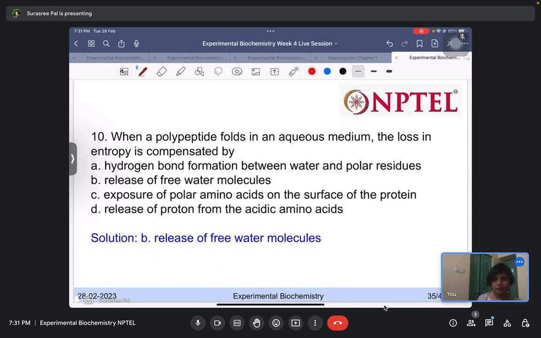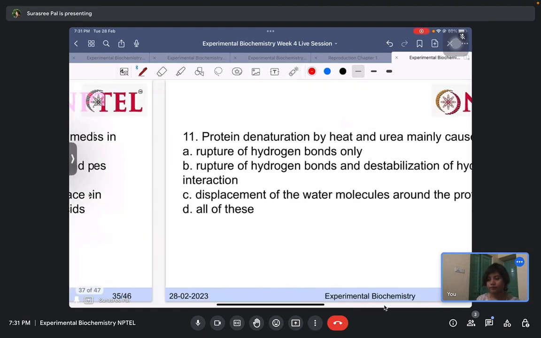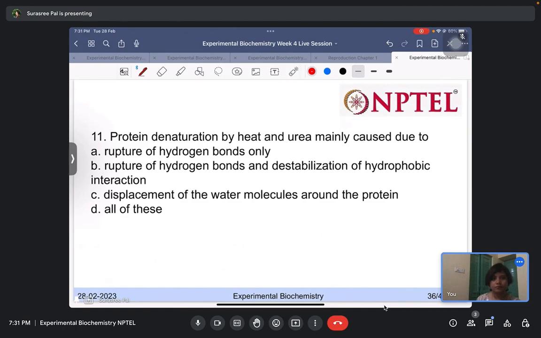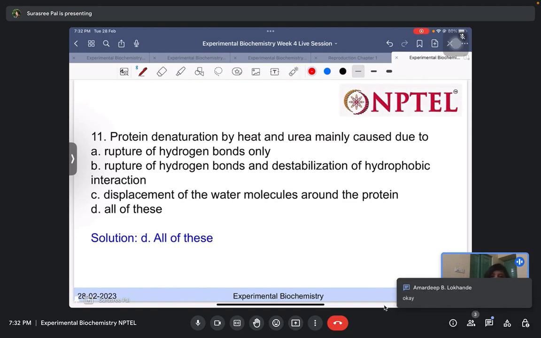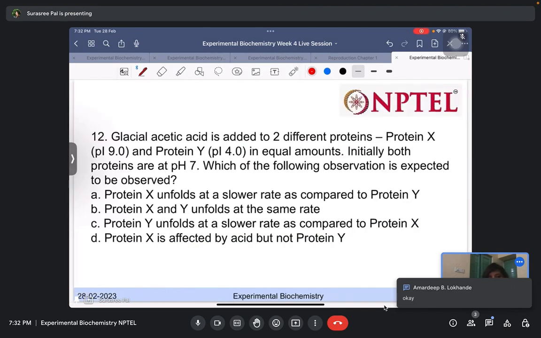Right. Right answer. Next question. Are you sure? The correct answer is all of these. Because urea is a solvent which displaces the water molecules around the protein, heat ruptures the hydrogen bonds, and the hydrophobic interaction is also destabilized. So all of these is the correct answer. Next question.